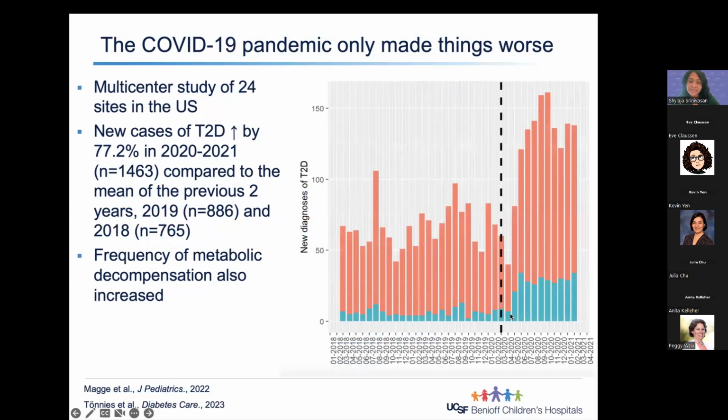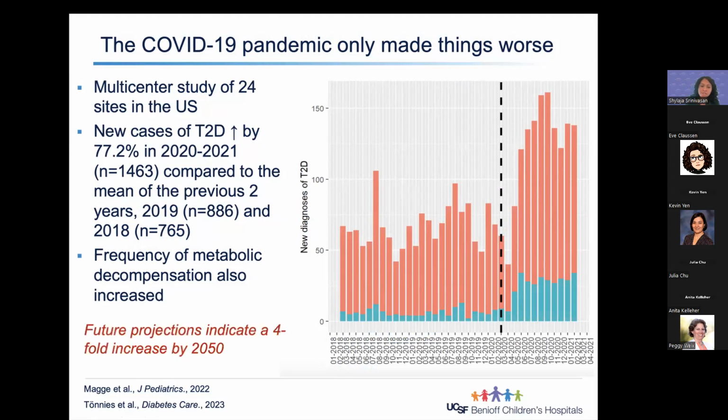So the black line in this figure depicts the onset of the COVID-19 pandemic, and you can see that there's an increase in the frequency, and the blue parts of the bars indicate the frequency of cases of metabolic decompensation. So this would be diabetic ketoacidosis, DKA, or hyperosmolar hyperglycemic state. And the frequency of these conditions also increased with the onset of the COVID-19 pandemic.